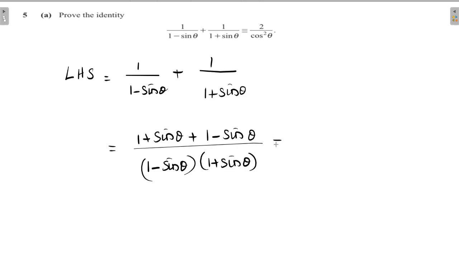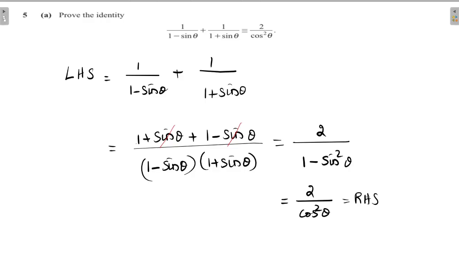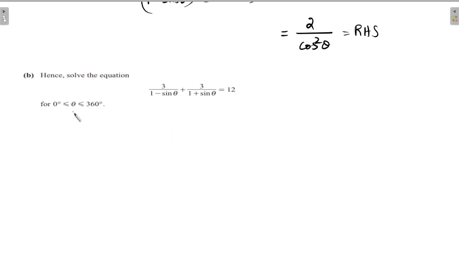So this is equal to, plus sine theta minus sine theta will be cancelled. The numerator is 1 plus 1 is 2. 2 by 1 minus sine square theta. So 1 minus sine square theta is cos square theta. So 2 by cos square theta, which is RHS. Hence we proved.